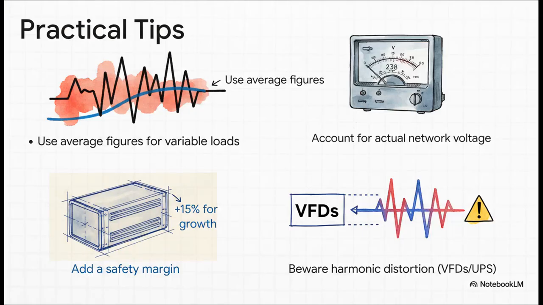So, a few final tips to get this right. If your energy load goes up and down, use averages to avoid getting the wrong size solution. Use your actual network voltage for accuracy, not just a textbook number. And plan ahead. Add a little safety margin, say 10 or 20%, for future growth. And finally, just be aware that modern electronics can create a different kind of electrical noise called harmonics, which might need a more specialized fix.